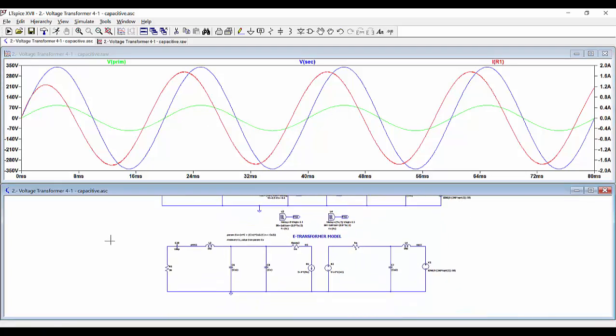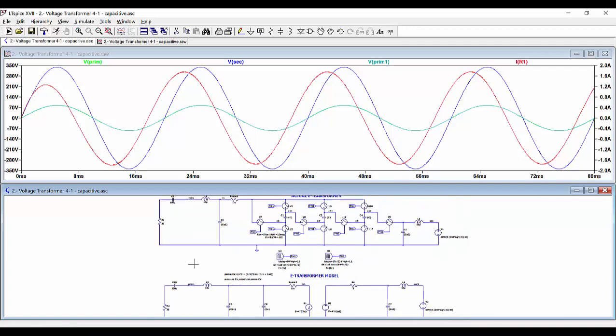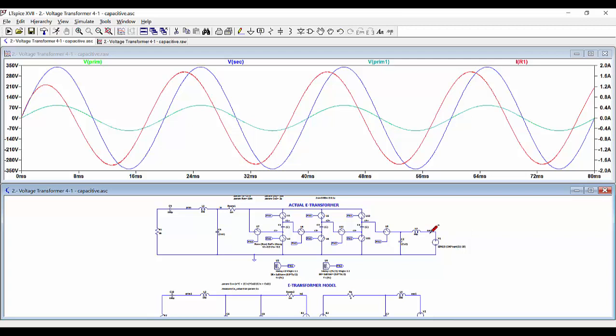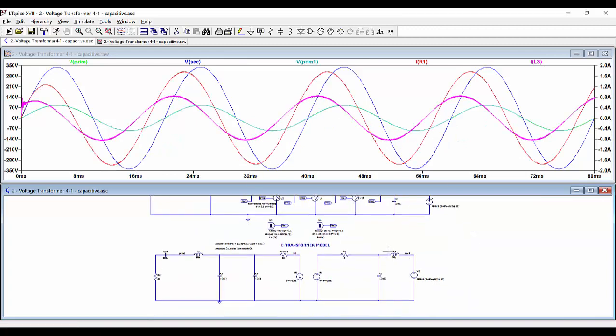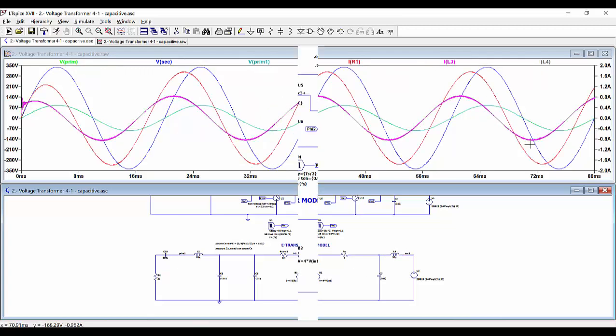We can take a look at the same waveforms in our model, so we can see the output voltage, which is exactly the same. Of course, the output current is going to be the same. We can check the current entering now through the secondary at this point here. So this will be this waveform in peak, and compare it with the current entering here in the model, and we can see that they are pretty much the same.